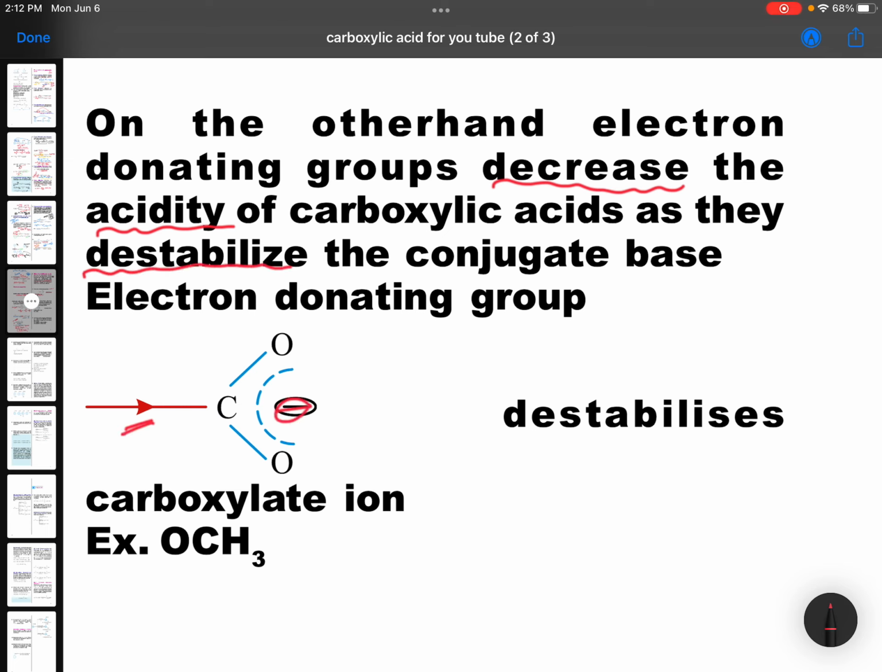Already a negative charge is here. On top of that, you are sending even more negative charge. It already has a negative charge, and you are giving even more, so it becomes less stable, destabilized by groups like OCH3, OH, NH2. Groups directly containing lone pairs are decreasing the acidic nature.